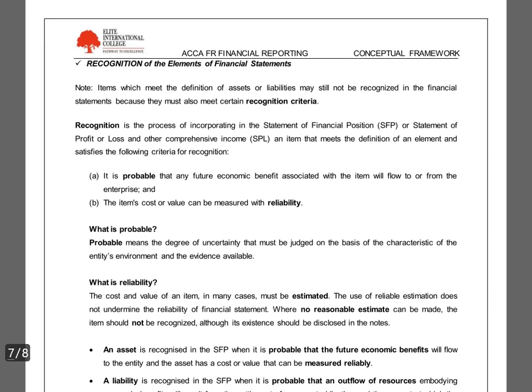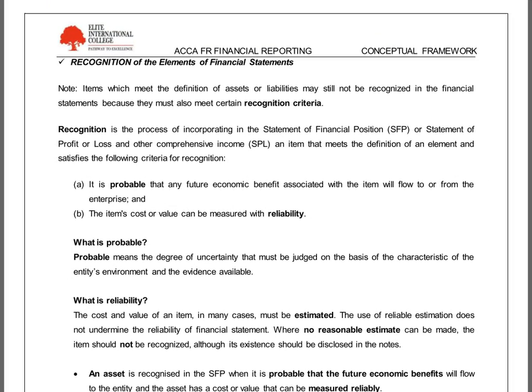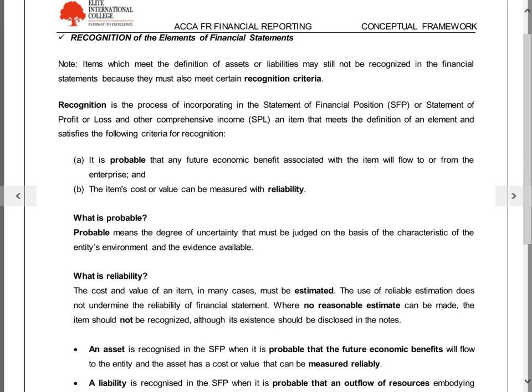So, next one, recognition. Recognition, we look at these two enough. It's an important criteria, but exam not important. It's an important criteria for recognition, but they won't ask you, hey, what are the two? No, okay, no? So the important criteria for recognition, just now is definition.